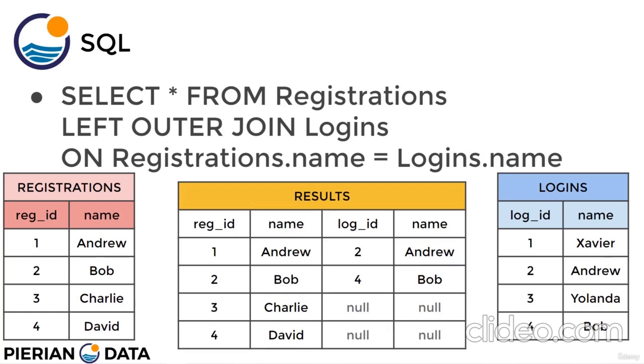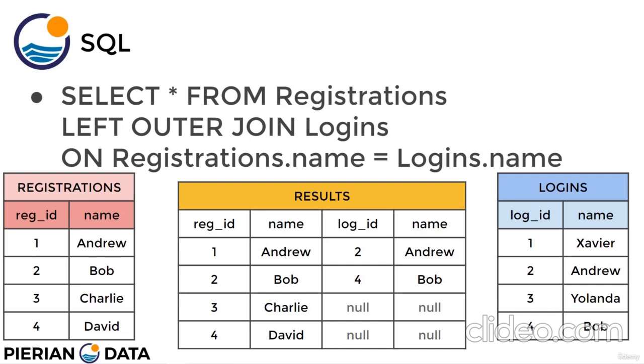Recall that we're going to grab everything from the registrations table, and if there happens to be a match with the logins table, we'll go ahead and return it. If there is no match, we're still going to grab that information from the left-hand table, which is from registrations, but because there's nothing in table B for it, we're going to fill it in with null.